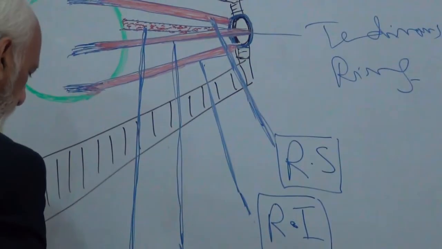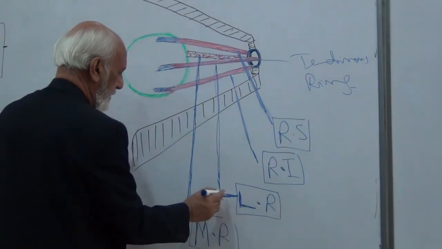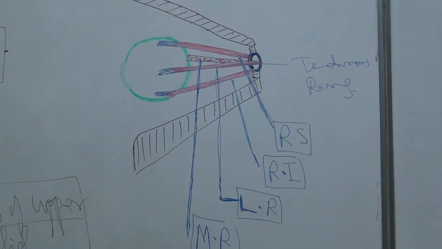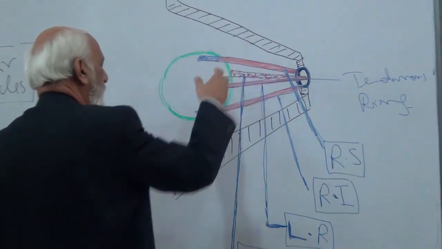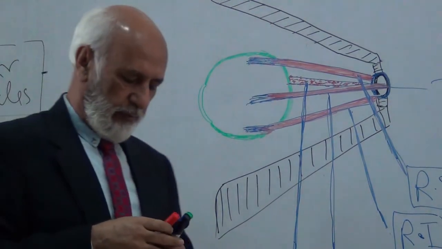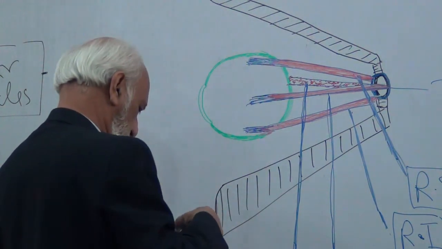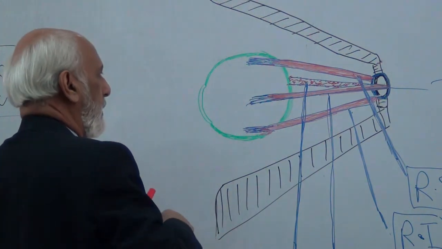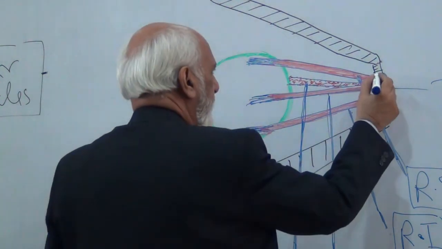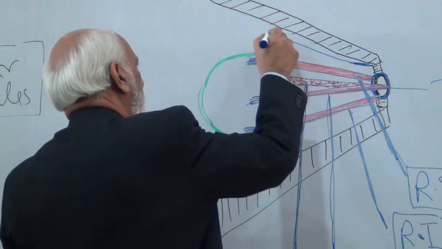So four recti arising from the common tendinous ring and inserted to the sclera of the eyeball. As they run forward, they diverge like a cone of muscles. Then there are two obliques, obliquus superior and obliquus inferior. Now superior oblique does not arise from the tendinous ring. It arises directly from the bone of the orbit.